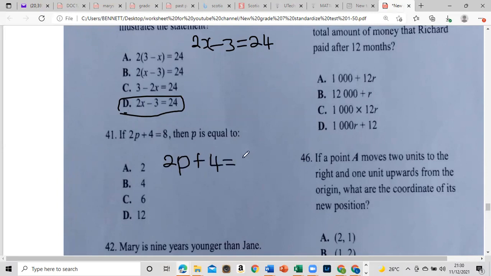Everyone should be able to do this once you're part of my channel. So we get rid of this 4 by subtracting 4, or taking the inverse. So minus 4. So we are left with 2p is equal to 8 minus 4. That leaves us with 4. And then we divide by 2. So therefore, p is equal to 4 divided by 2, which is 2.